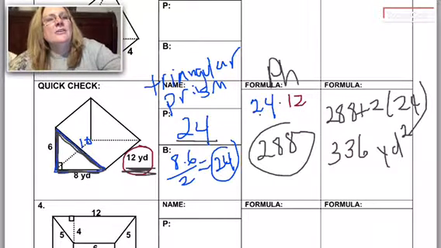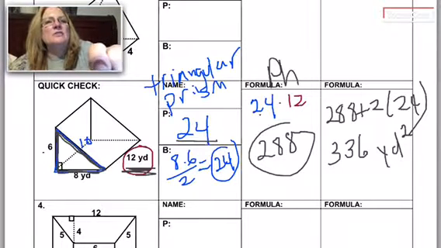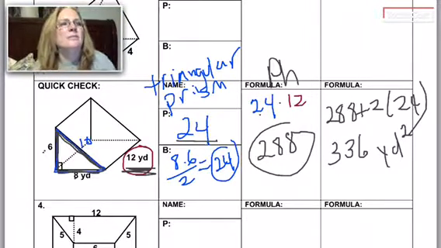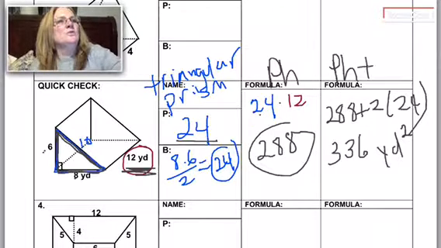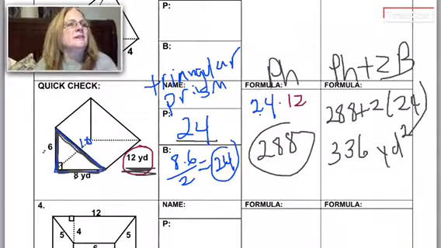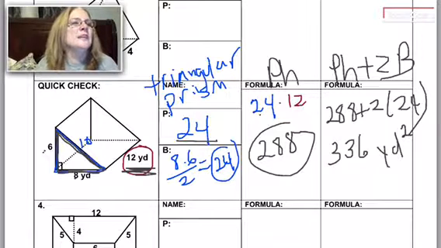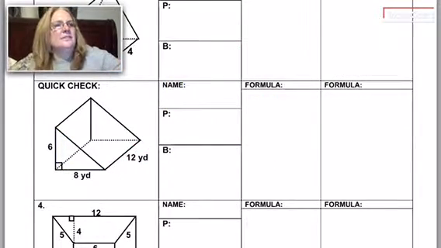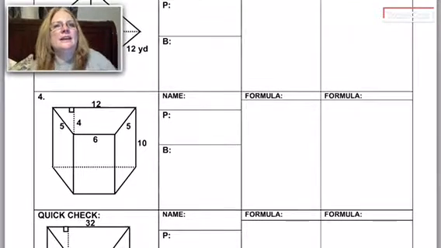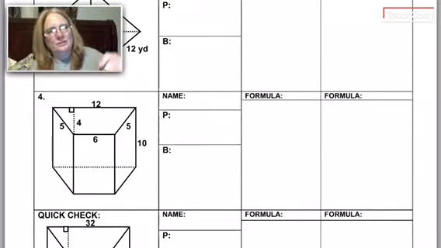Now to find the area of the base, it's base times height divided by 2. And since it's a right triangle, it's just 8 times 6 divided by 2. And so our formula here, pH plus 2 times the area of the base is 288 plus 2 times 24 are 336 yards. Okay. Next, it looks like we have a trapezoidal prism.